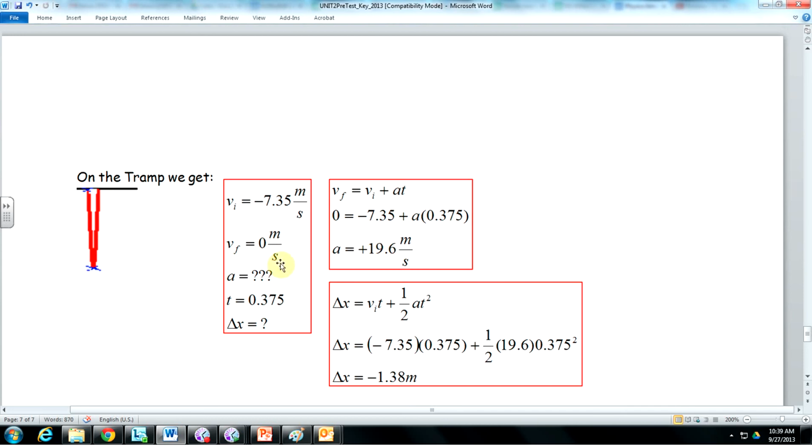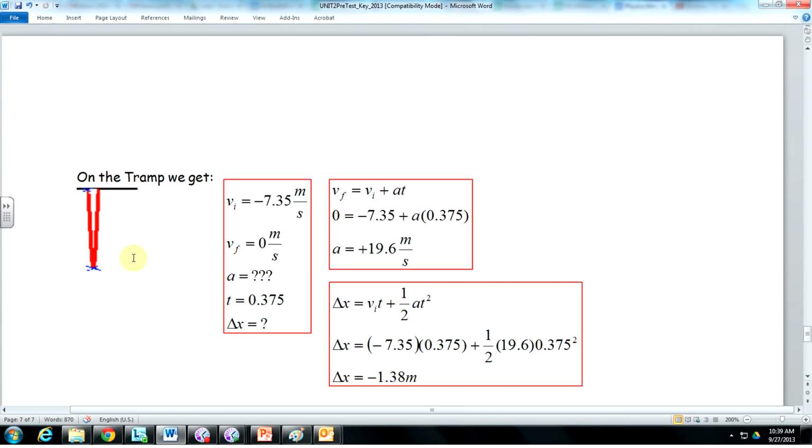It's positive, and that makes sense because it's pushing upwards. We can also get our displacement now that we know our acceleration. We know our initial velocity. Time, make sure you use half the time. Time squared, so we're putting 0.375 squared. And when you plug all this into your calculator, you should get a negative 1.38. And the negative makes sense because we're going down from the trampoline.